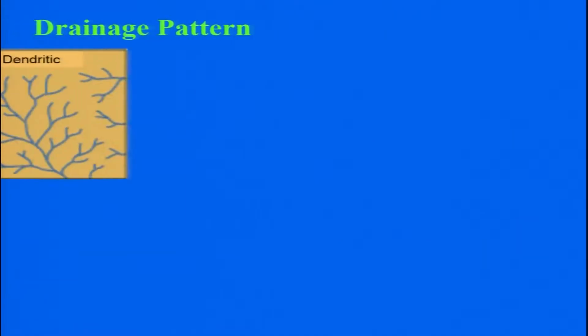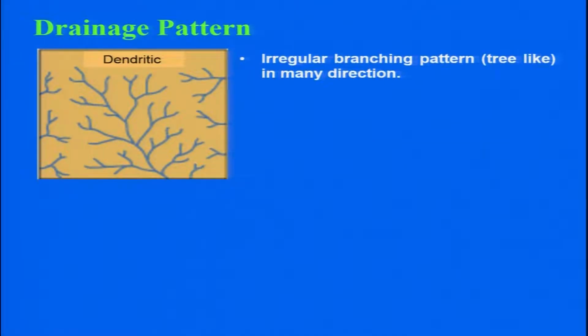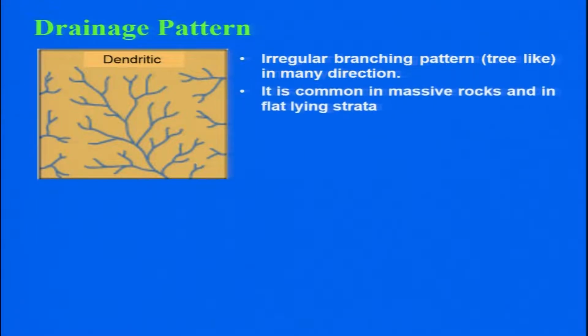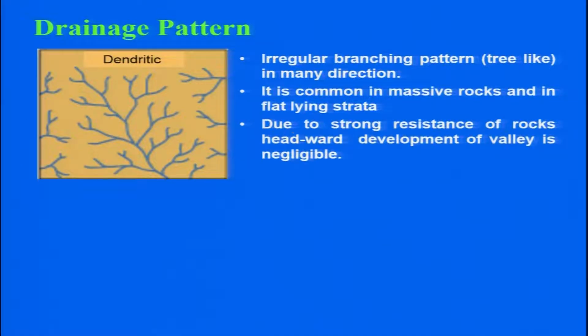Drainage pattern, dendritic mainly, is a typical irregular branching pattern and it looks like a tree. So you have a tree pattern, and the streams are flowing in many directions. It is common in massive rocks and flat lying or slightly inclined strata, and it is developed due to the strong resistance of the rock, so headward development of the valley is negligible. In some cases you will find that.